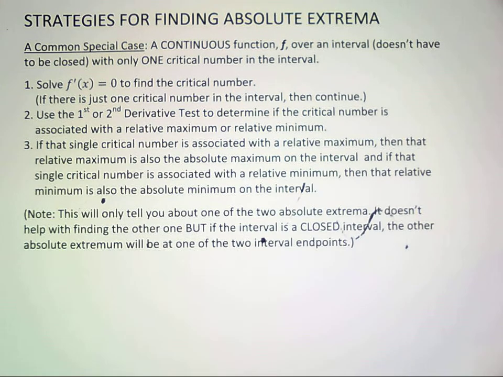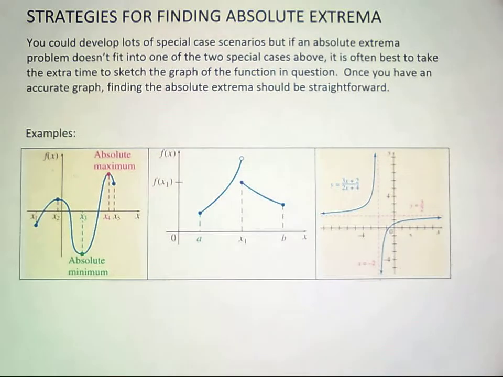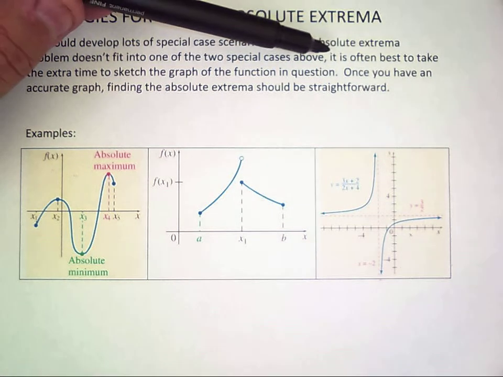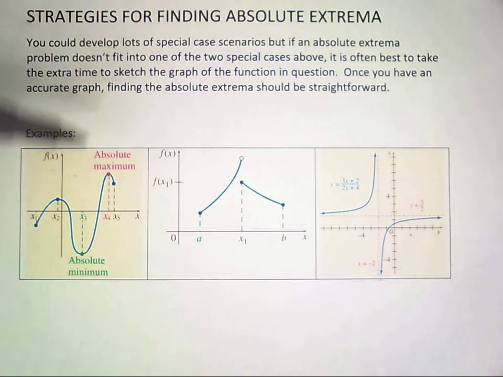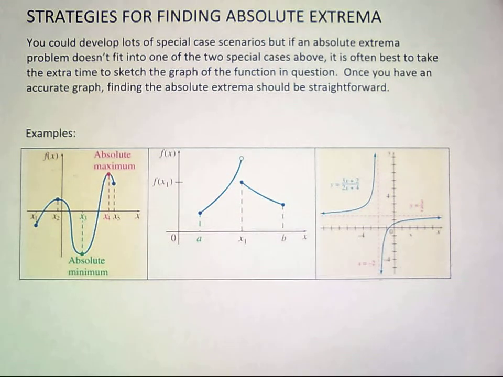So anyway, that's a special case. As I said earlier, you could probably make up several special cases that work with different things, but rather than do that, I'm going to say this. You could develop lots of these special case scenarios and work them out for each one, but it sort of gets to the point where it's not worth the trouble. But what I'd probably say is that if an absolute extrema problem doesn't fit into one of the two special cases that I did point out, it may just be the best idea to go off to the side and get a sketch of the graph and spend whatever time you need to figure out what the graph looks like, and then you can answer the question.